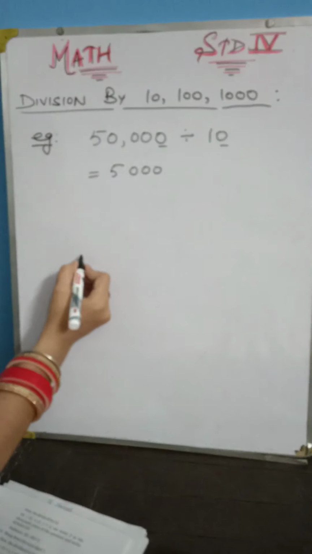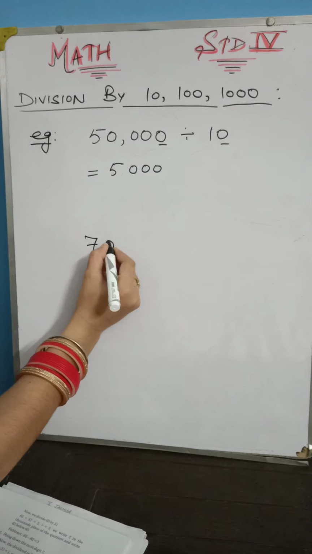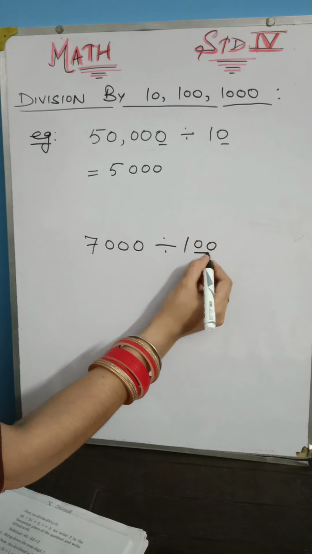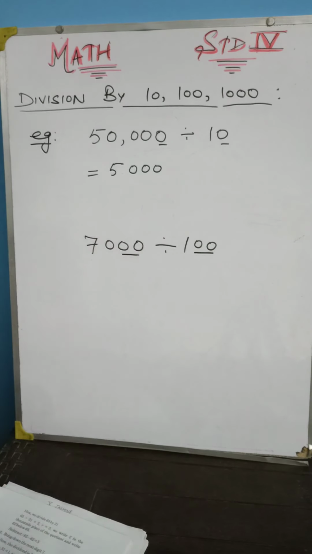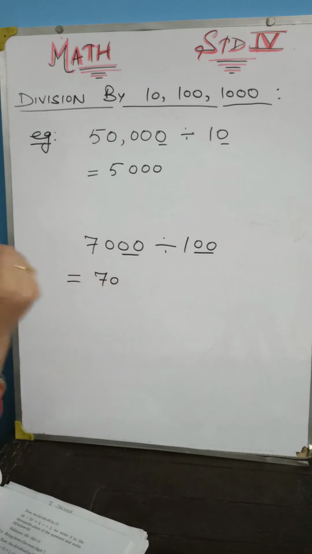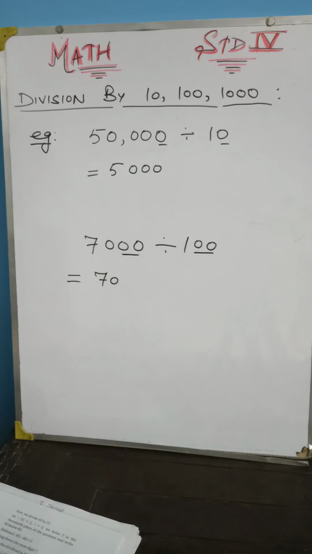Whenever their sum will come, division by 10, 100 and 1000. Suppose any sum like 7,000 divided by 100. There are two zeros and these last two zeros will cancel out. What will be the answer? 70. Got it?